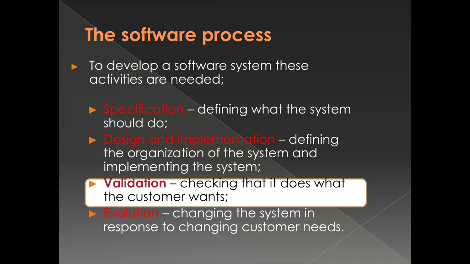In the design and implementation phase, implement the system. Validation, checking that it does what the customer wants. Validation is, after implementing the software system, they check whether this system is of value for customers. Actually, they check whether this system's inputs and outputs are related to what the customer wants. Evolution changes the system in response to changes in the customer needs.